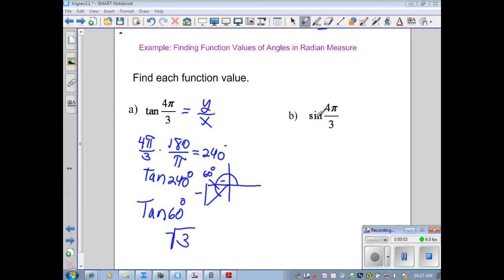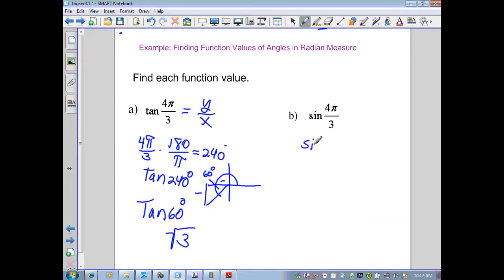Our next example, sine of 4 pi over 3. From the previous problem, we've already converted 4 pi over 3 radians by multiplying by 180 over pi and got 240 degrees. So we're going to find the sine of 240 degrees. But from the previous problem, we've also found that this is in quadrant 3 and the reference angle is 60 degrees. So this is actually the sine of 60 degrees.